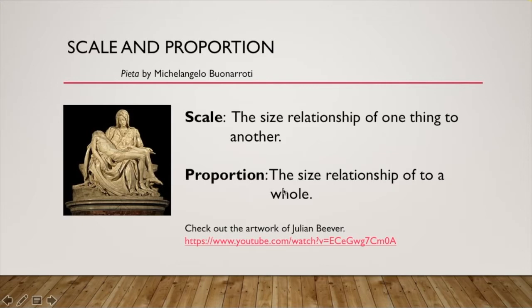Scale and proportion. This is Michelangelo's Pietà, and when you first look at this, you might not see anything unusual. The scale is the size relationship of one thing to another, and we have this nice triangular composition or design. The proportion is the size relationships to the whole. When you're looking at the proportions of the human figure, the average adult is 7.5 heads tall, and there are 2 heads in between the shoulders.